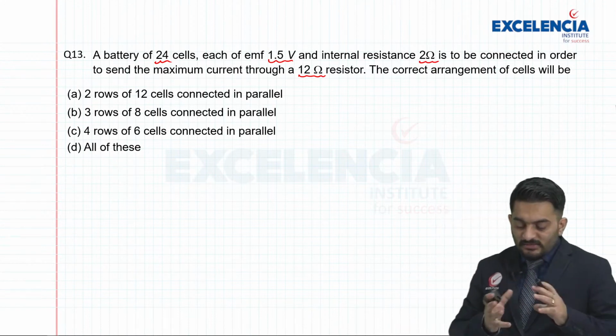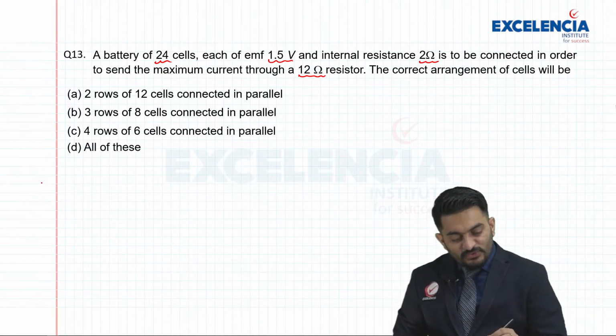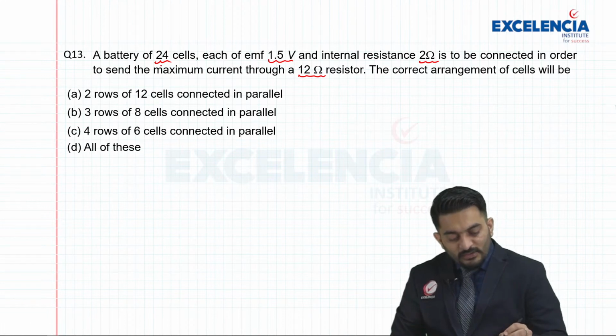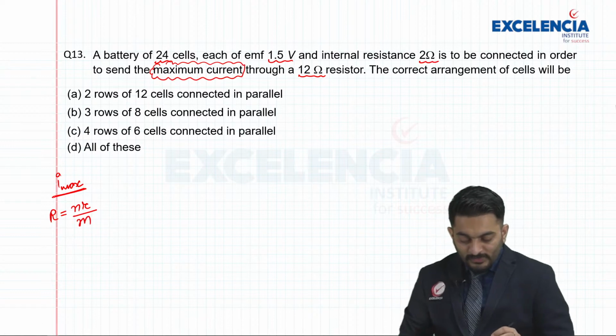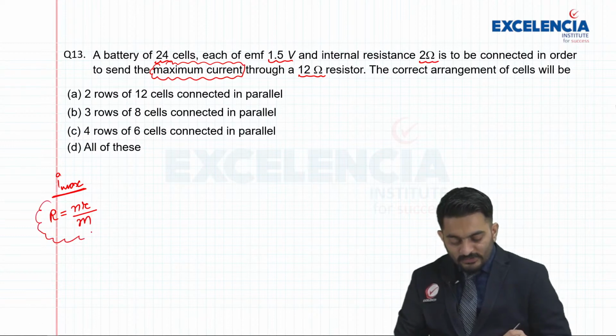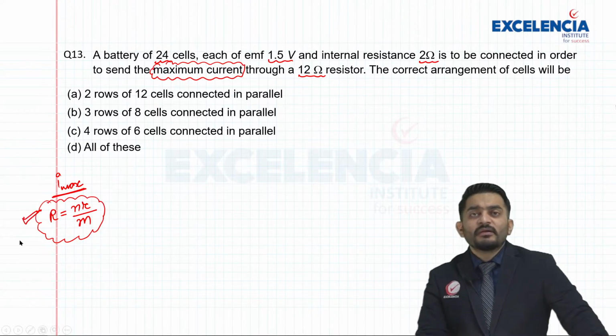When you have a mixed combination of series and parallel, the first thing you need to know, which is very important and which I will highlight, is that it says maximum current. For maximum current, the condition for Imax is that capital R should be n times small r divided by m. This is one formula which you need to remember. Okay, how do we derive it?